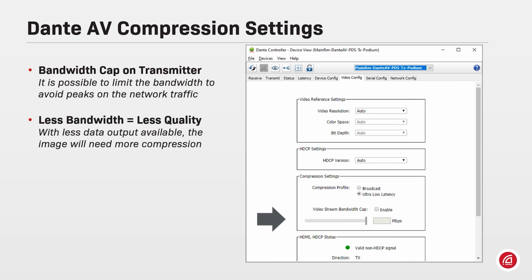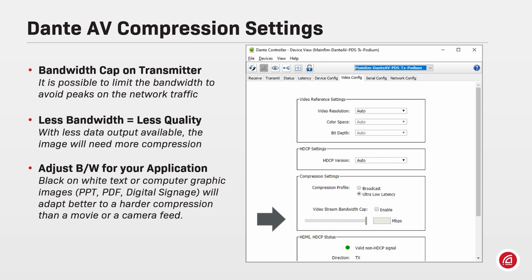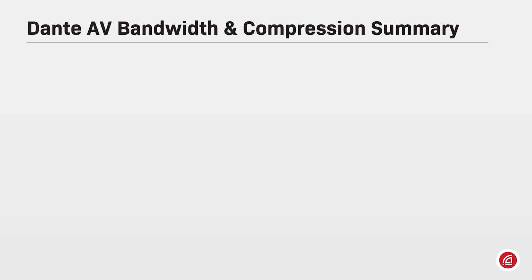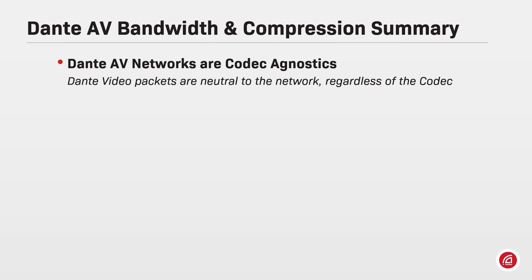The harder you apply the compressor, the less data will be available to transport that image. Simple images such as text and solid colors will behave differently than complex images such as a camera feed or a high-resolution movie. Summarizing this chapter, Dante AV networks are codec agnostic. Dante video packets are neutral to the network, regardless of the codec. However, devices must match codec to subscribe.